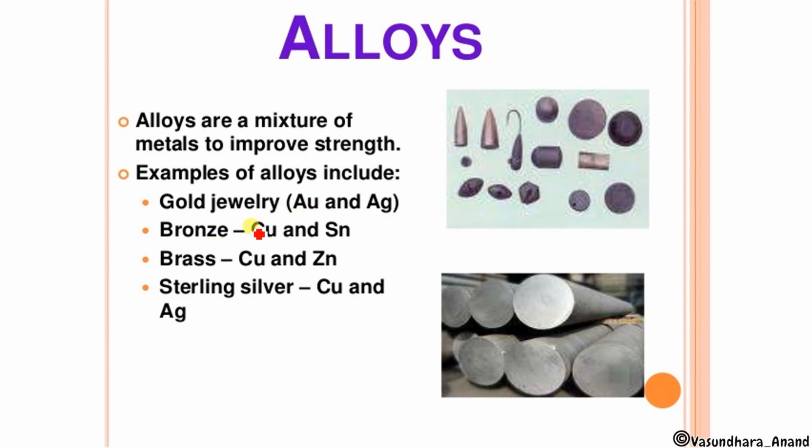Next is bronze. Again, copper alone has the demerit of turning greenish, but if we add tin to it, it is resistant to oxidation. Similarly, copper and zinc for brass, and sterling silver, which is copper and silver. So these are a few examples of alloys.